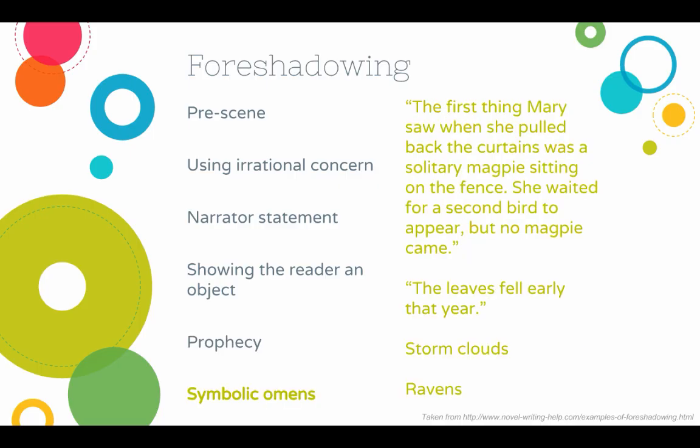And finally, symbolic omens. So here's the example. The first thing Mary saw when she pulled back the curtains was a solitary magpie sitting on the fence. She waited for a second bird to appear, but no magpie came. So first of all, just so you know, a magpie is a bird.